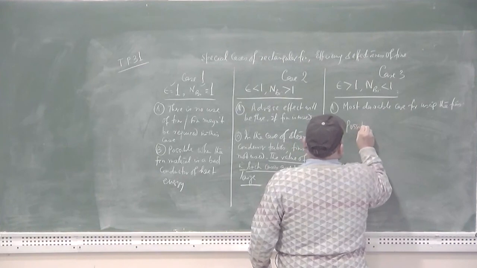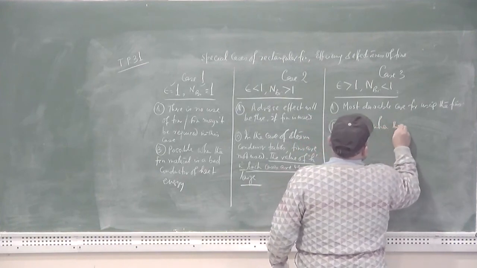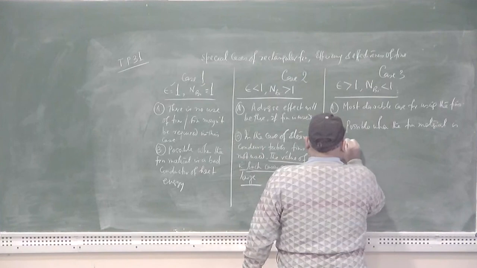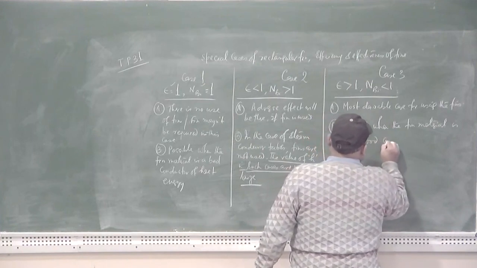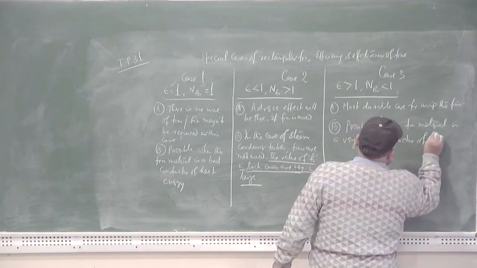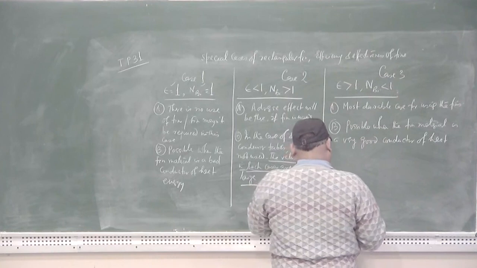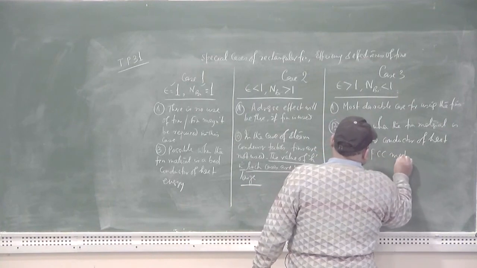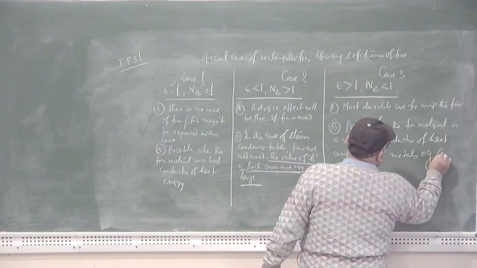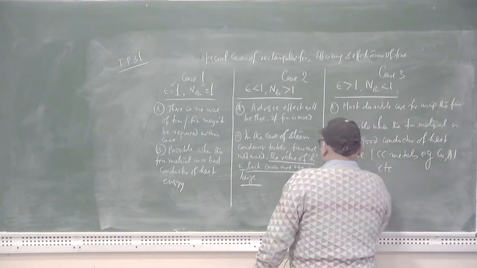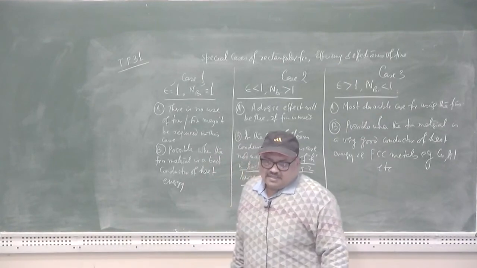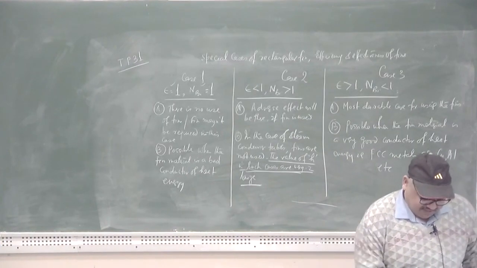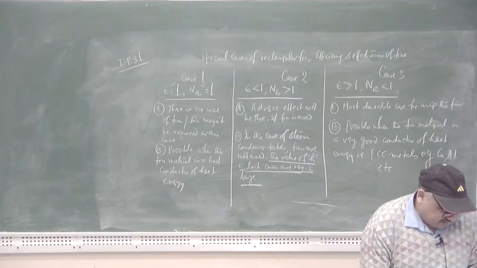This is possible when the fin material is a very good conductor of heat energy, that is possible in the case of FCC metals, face centered cubic metals, for example copper, aluminum, etc. So, we have gone through the discussion of under which circumstances the fin should be used and under which circumstances a fin is not recommended by an engineer.